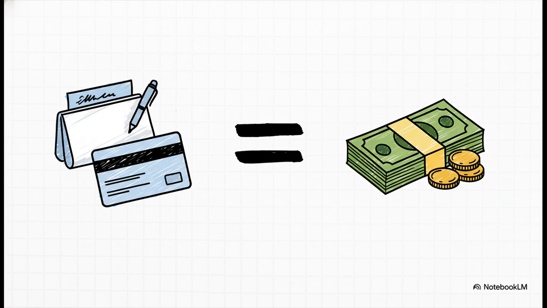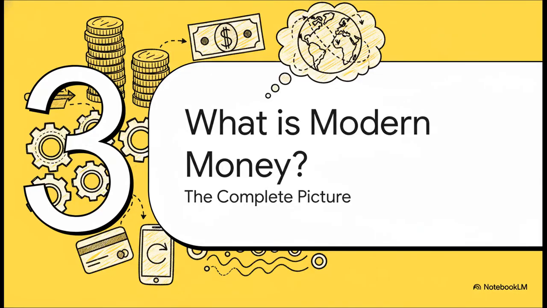And this is the main point. Because demand deposits can be used to make payments through checks, they share the most essential feature of money. They act as a medium of exchange. That is why they are also considered money. So, let's put it all together now. We've seen two different forms. So, what exactly makes up the money in our modern economy today?